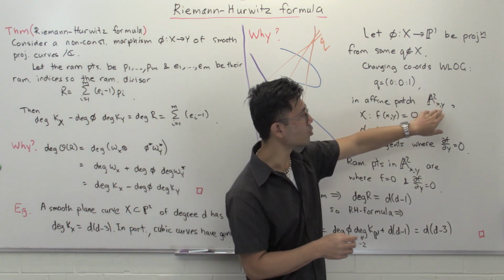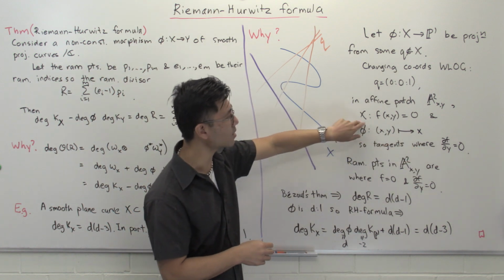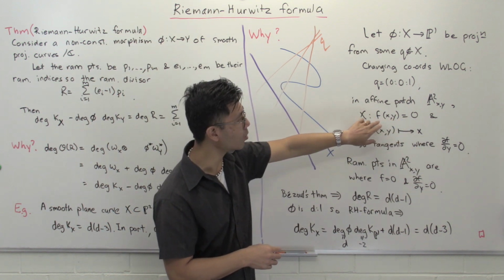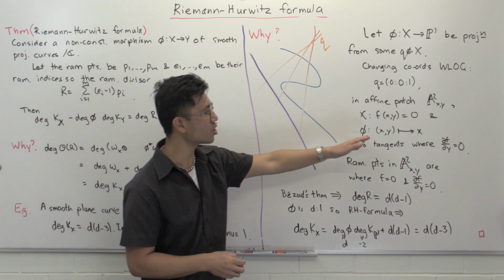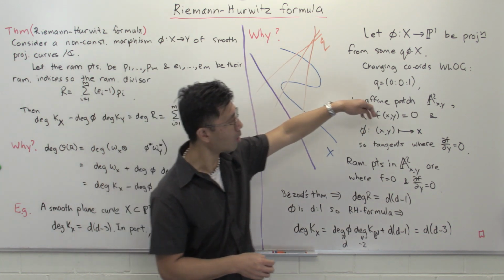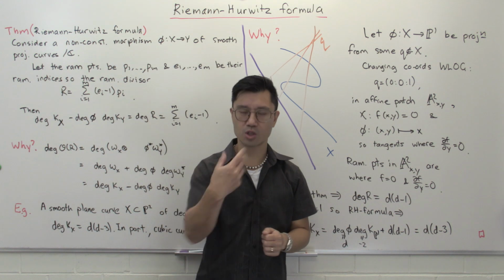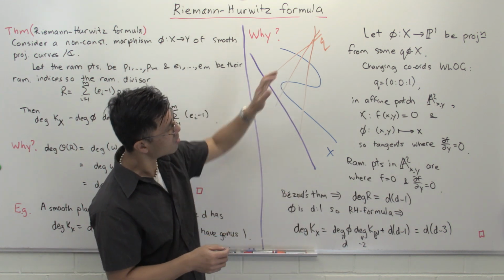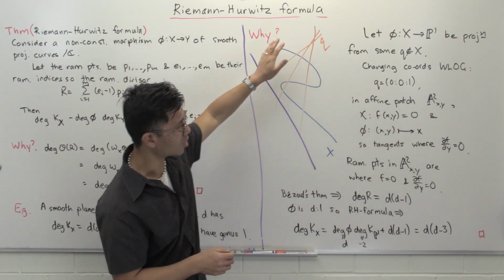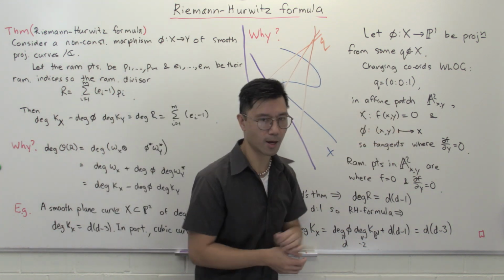So in the affine patch with coordinates x, y, the curve X is given by a degree d polynomial in x and y. Suppose that's called f. And you can arrange it so that the projection is just given by what's happening to the x and y coordinate. You just project onto the x coordinate. So that's another reason why it's called a projection. That's a fairly elementary calculation that you can do.